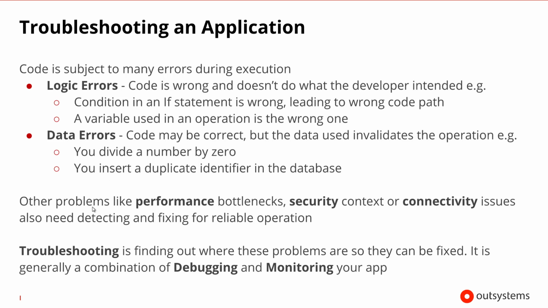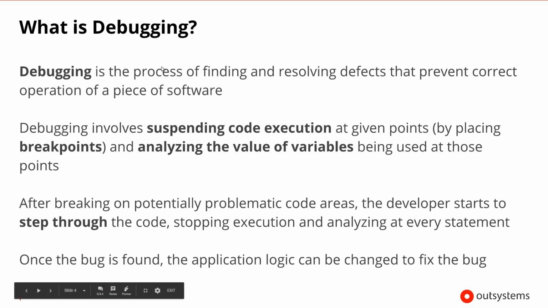There are also other types of problems that can occur, like performance problems, security problems, or connectivity issues that we need to be able to detect and fix so we can make sure our applications operate reliably. Now, to be able to do this, we will use troubleshooting, which is a method that we can use to find where these problems are so that we can fix them. And troubleshooting in general has a tendency to combine both debugging and monitoring, which we'll be looking at inside of this session. So let's start with debugging.